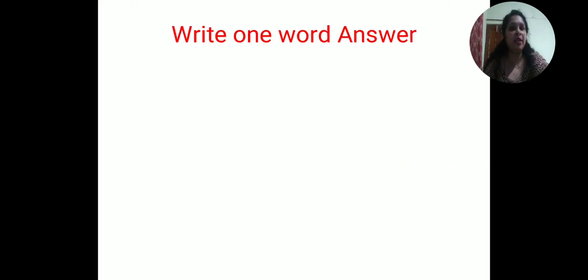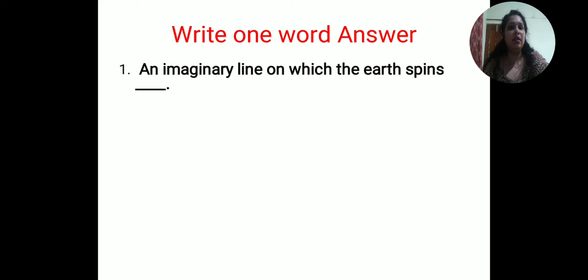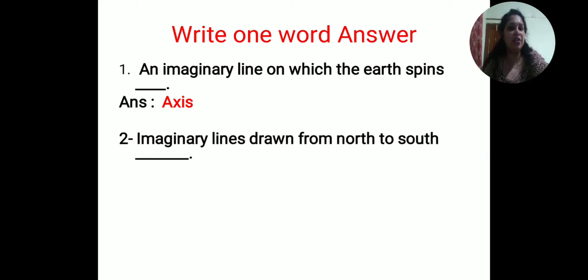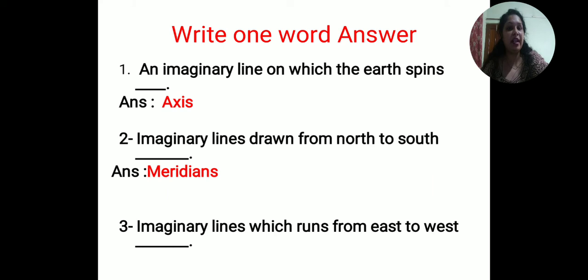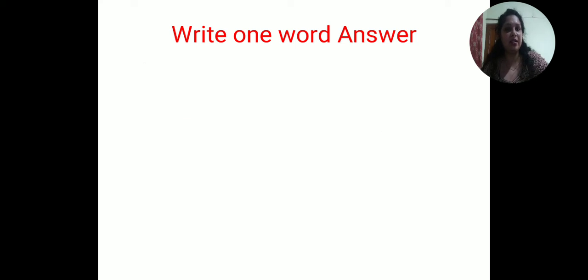Now we will discuss write one word answer. The imaginary line on which the earth spins, what is it called? It is called axis. An imaginary line on which the earth spins is called axis. Imaginary lines drawn from north to south, what is it called, students? It is called meridians. So the imaginary lines drawn from north to south are called meridians. Now third, imaginary lines which run from east to west. What are they called? They are called parallels.